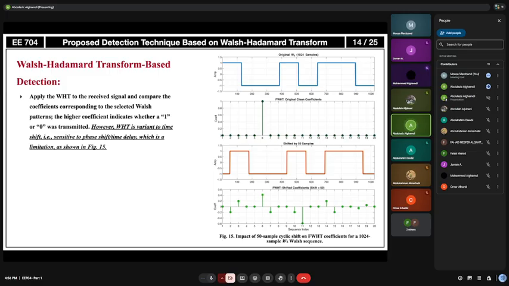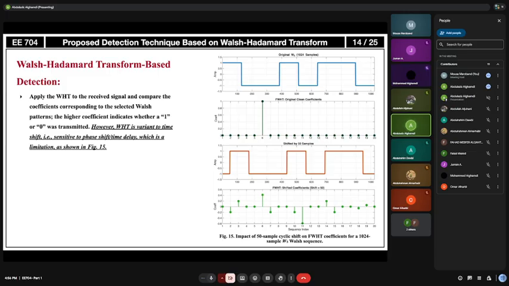For the detection technique, we proposed a Walsh-Hadamard transform based detection. We apply the Walsh-Hadamard transform to the received signal at the receiver, and then we compare the coefficients corresponding to the selected Walsh pattern. The higher coefficient indicates whether a 1 or 0 was transmitted. However, the Walsh-Hadamard transform is variant to the time shift, in other words, sensitive to the phase shift or time delay, which is a limitation as shown in figure 15.